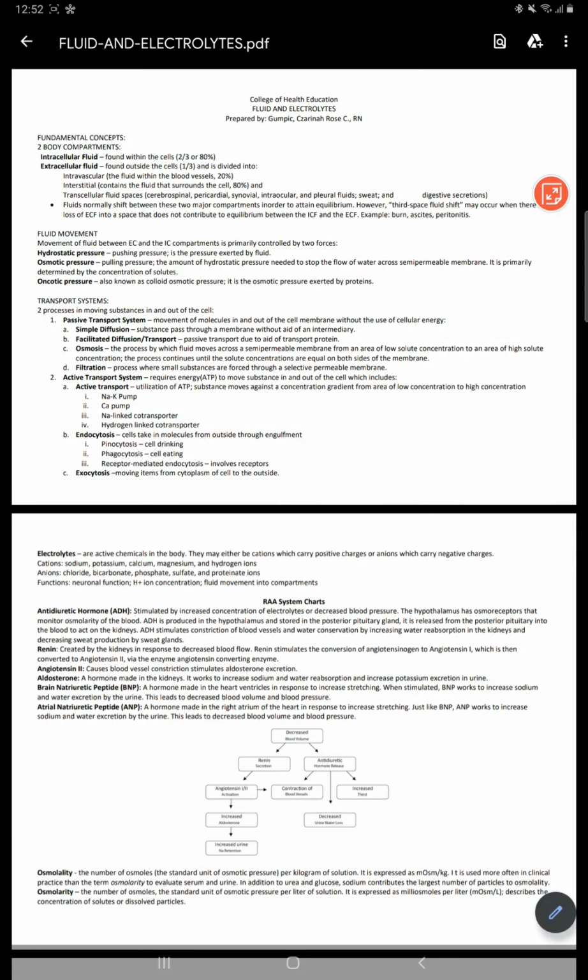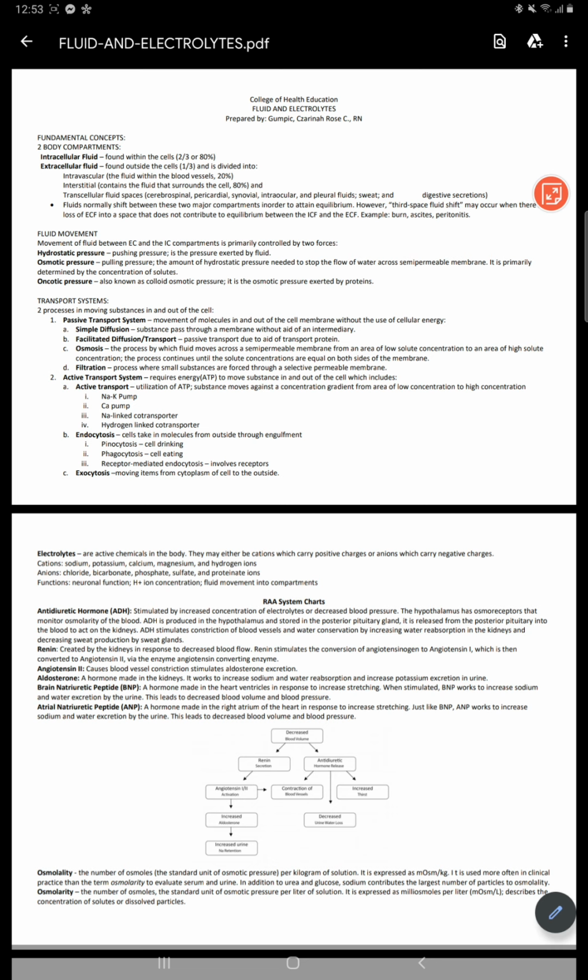We will now continue with the introduction on your fluid and electrolytes. But before we move on with your IV solutions, I will be discussing to you some basic concepts on F&E, especially on fluid, the body compartments, and your fluid movement, and also your osmosis. So in the handout I gave to you on the whole lecture of your F&E, you have there your fundamental concepts.